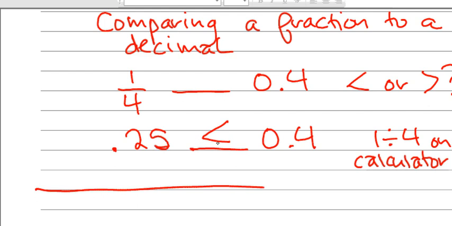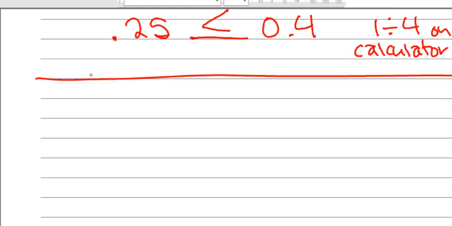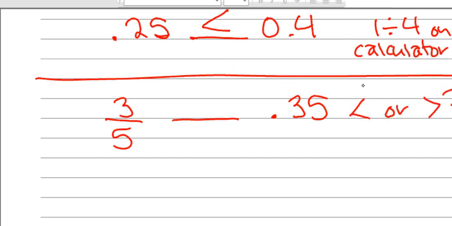Okay, let's try another one. Is 3/5 less than or greater than 0.35? Now you might think, oh, there's a 3 here, there's a 3 here, there's a 5 here, there's a 5 here, they're equal. No, no, no. So I am going to do long division on this one because I'm not sure. Last one was easier.